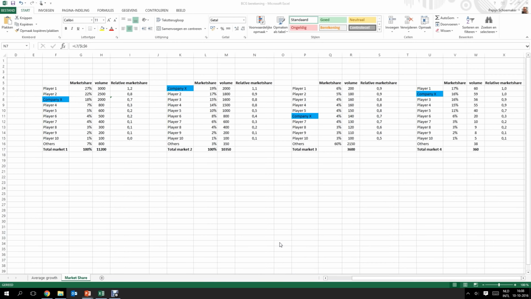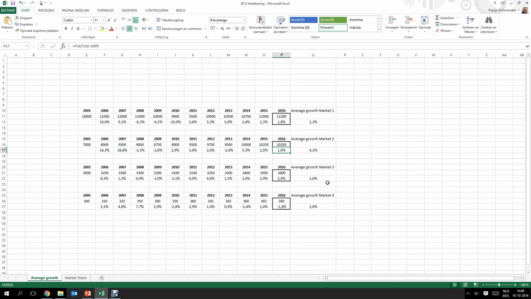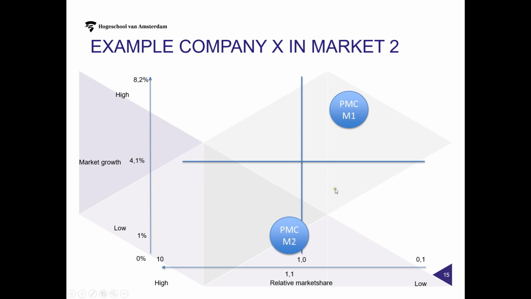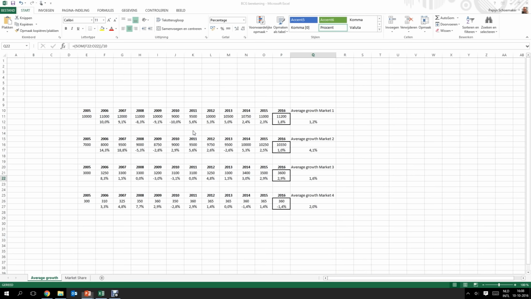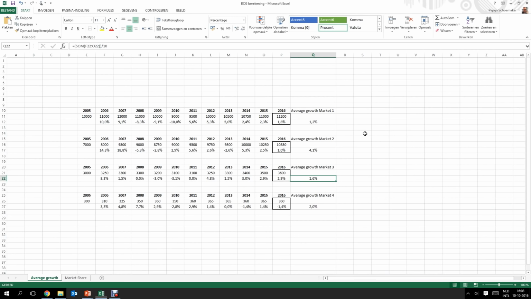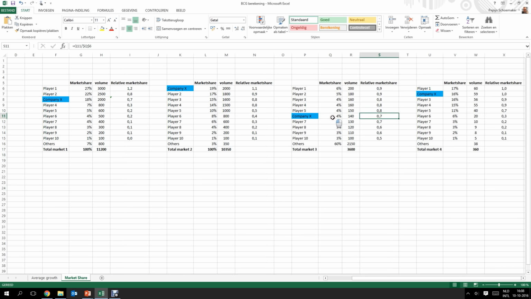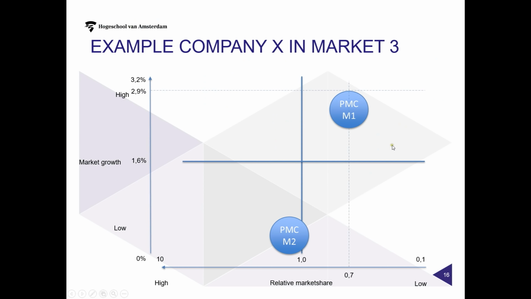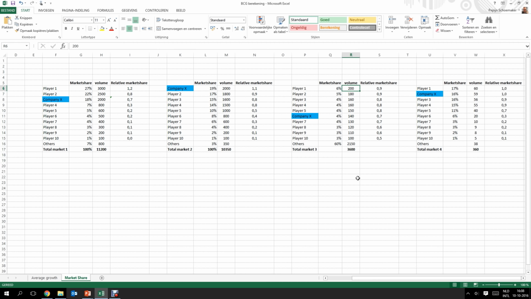Now we do the same for market number 3, which is 1.6 average. So I fill in market number 3, 1.6 average, the top is 3.2, so I've got my growth here, which is 2.9%, which is way higher than the average. So 2.9 is around here, and I've got my relative market share here. I'm number 6. I divide my market share by the biggest player, which is 6 in this case. So 4 divided by 6 is 0.7, and 0.7 is this coordinate. As you can see, this is a relatively small market.